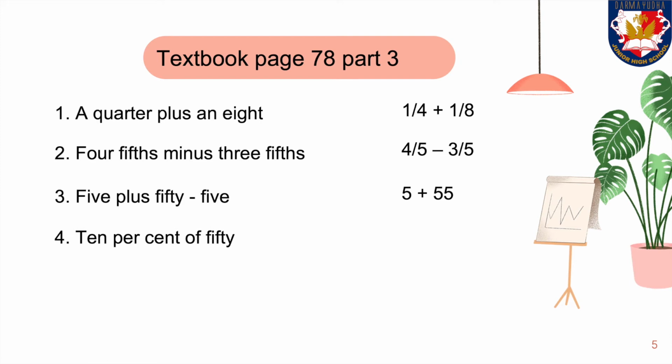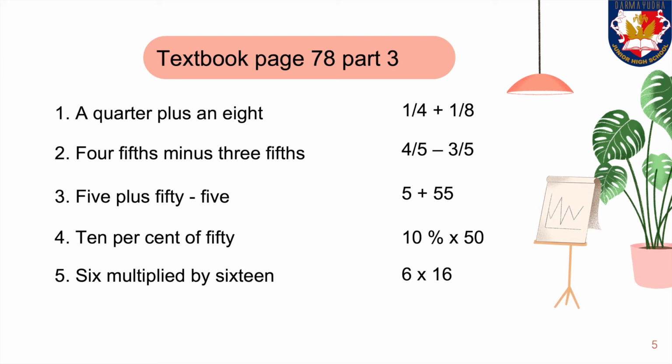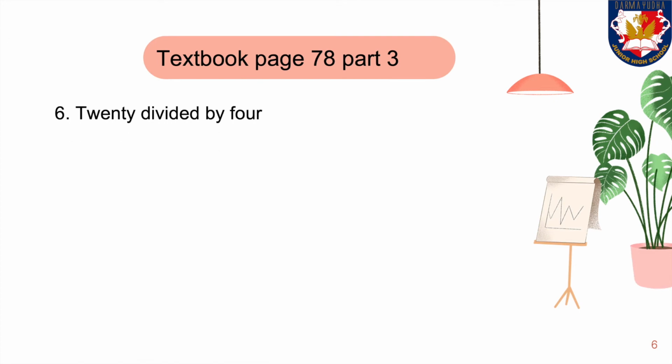Number 4, 10% of 50. Number 5, 6 multiplied by 16. Now, let's continue to number 6. 20 divided by 4. Number 7, 14 take away 5.